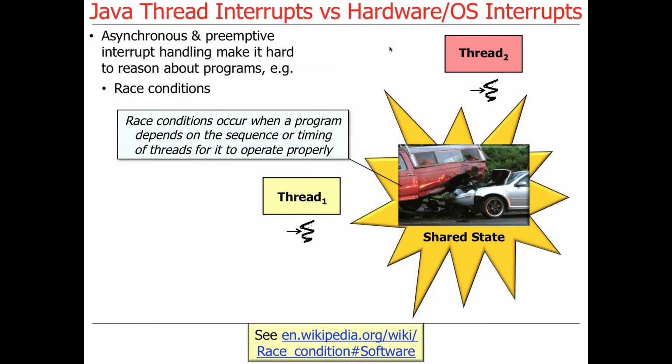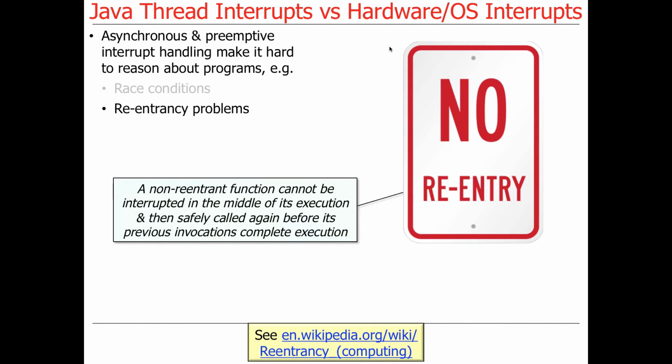That's one potential problem. Another problem, which is related but not identical, is this concept of reentrancy. So reentrancy says if something is reentrant, you can call it again and it will work properly if it's called again while an earlier version is already running. Conversely, a non-reentrant function cannot be interrupted in the middle of its execution and then safely called again before its previous invocation or invocations complete their execution. So what the heck does that mean? Well, I'll give you an example.